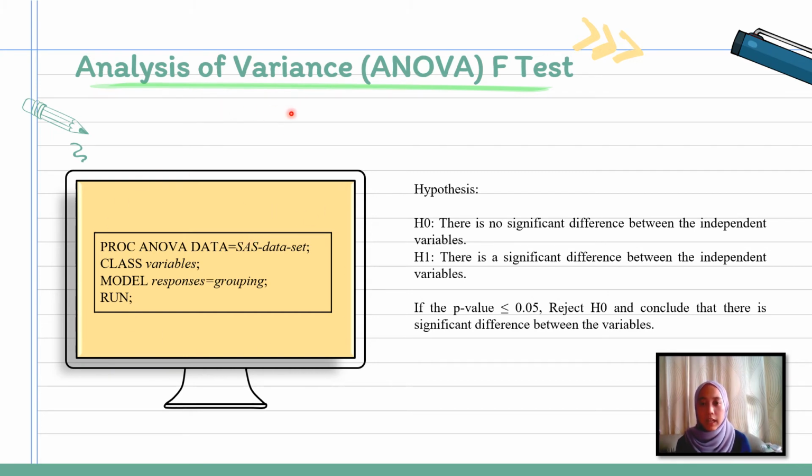The analysis of variance ANOVA test is used to analyze whether there is a significant difference in the dependent variable or not. Here, this is a hypothesis testing, which consists of H-null and H-1. H-null states there is no significant difference, whereas H-1 states there is a significant difference. We conclude the data is significant if the p value is less than 0.05, the alpha value.